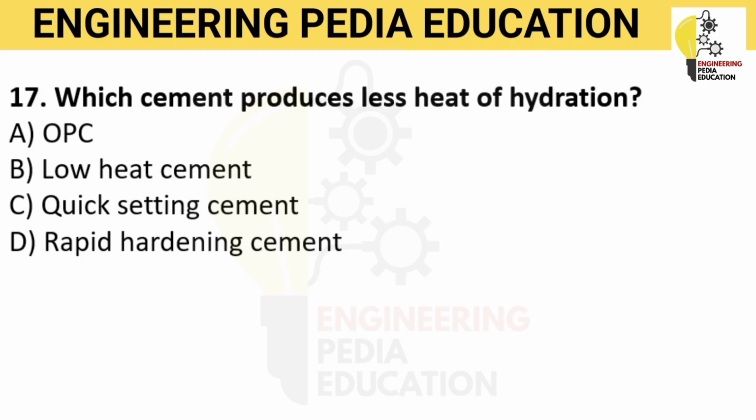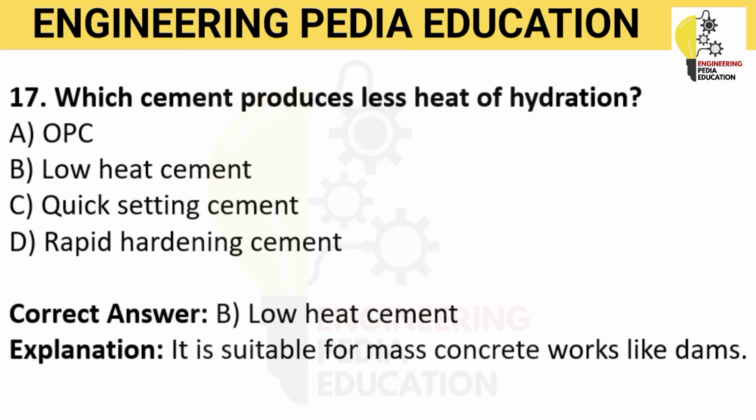Which cement produces low heat of hydration? OPC, low heat cement, quick setting cement, or rapid hardening cement? So the correct answer is low heat cement. Low heat Portland cement is a special type of cement that produces less heat during hydration compared to OPC. Why is it needed? In large concrete structures, excessive heat can cause thermal cracks, expansion and construction stresses, and reduce durability. Low heat cement minimizes these problems.